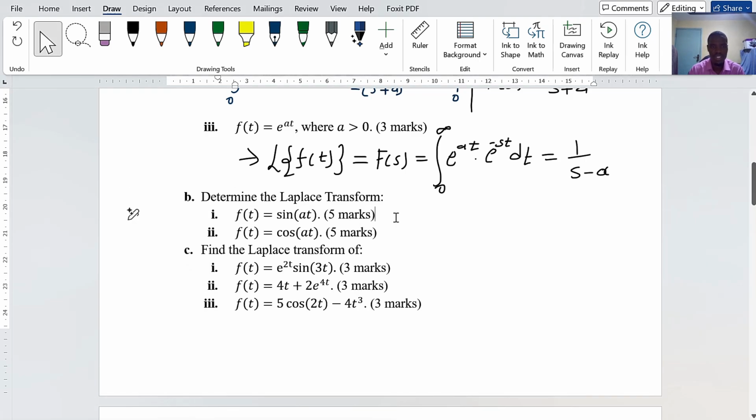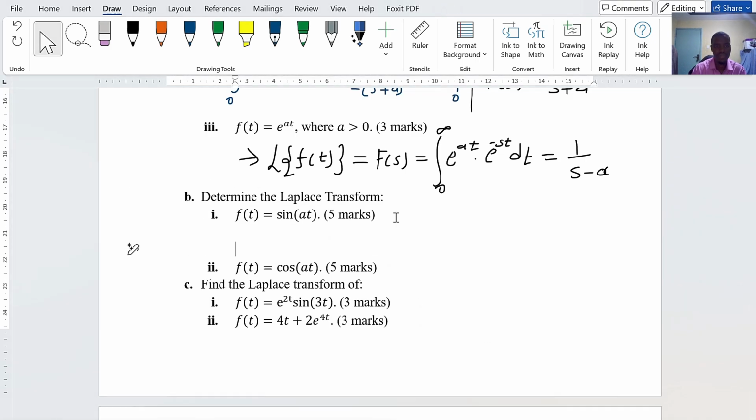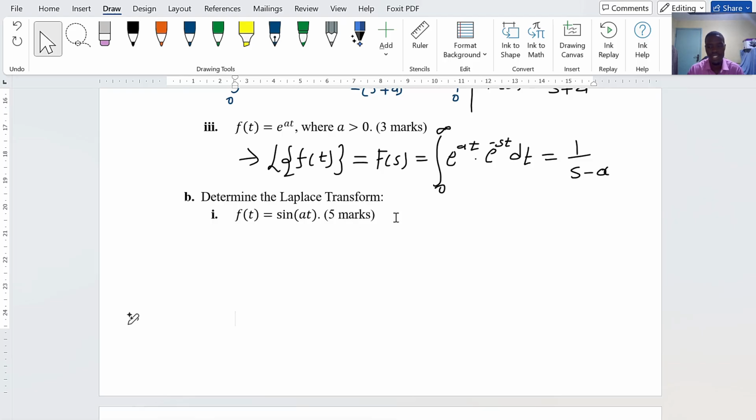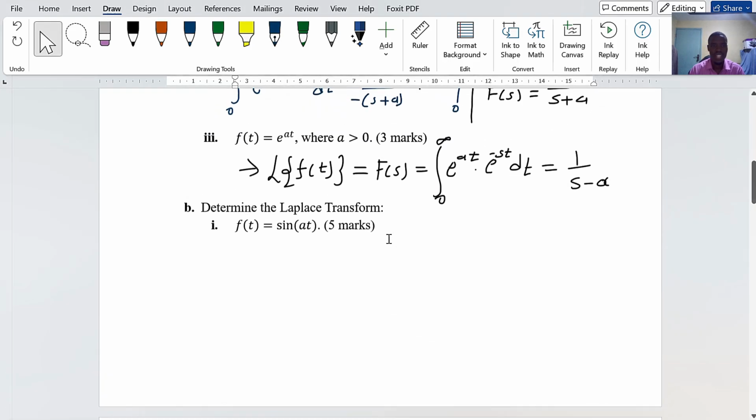Now we move on to the trigonometry, the Laplace transform of a trigonometric function. Good, and we start with sine.